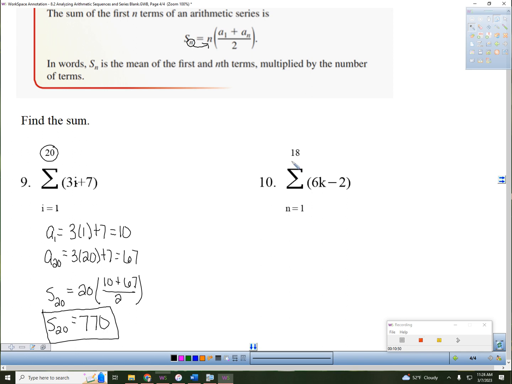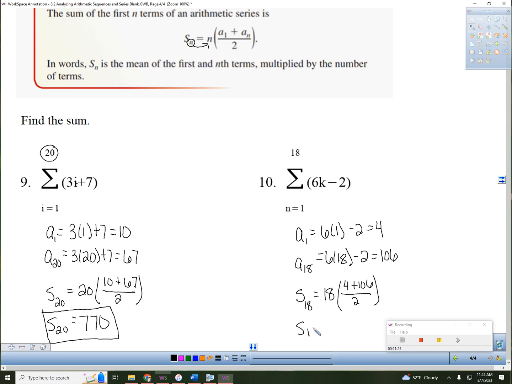So this is going from 1 to 18, so I need to find the first term. So 6 times 1 is 6, minus 2 is 4. And then the 18th term, so 6 times 18 minus 2 gives us 106. So the sum of the first 18 terms is equal to 18 times, add those two numbers together on the top and divide by 2. Plug all of that in, and you will get 990.